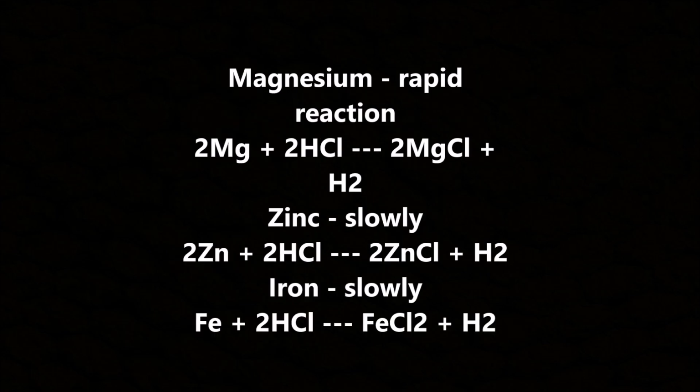Magnesium gives a rapid reaction, and it's 2Mg plus 2HCl gives you 2MgCl plus hydrogen. And then zinc will react very slowly along with iron, and basically they'll just give you zinc chloride plus hydrogen and iron chloride plus hydrogen.